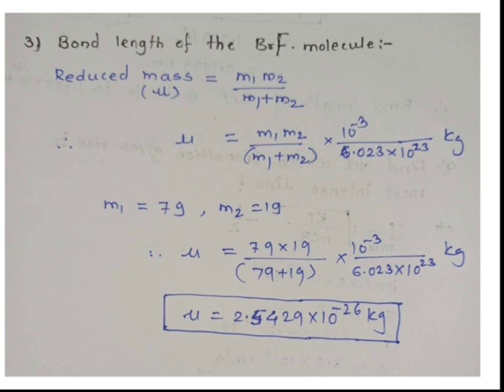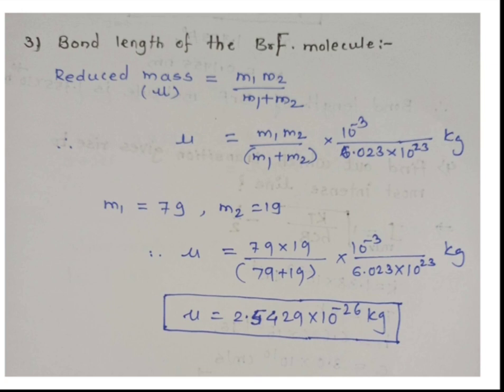So reduced mass mu is equal to m1 m2 divided by m1 plus m2. We have to convert this mass into kg. That's why I have written here m1 m2 divided by m1 plus m2 into 10 raised to minus 3 divided by Avogadro's number, that is 6.023 into 10 raised to plus 23. Now our reduced mass will be in kilograms. As they have given us, m1 is equal to 79, m2 is equal to 19. So just put values in this equation and calculate the reduced mass.